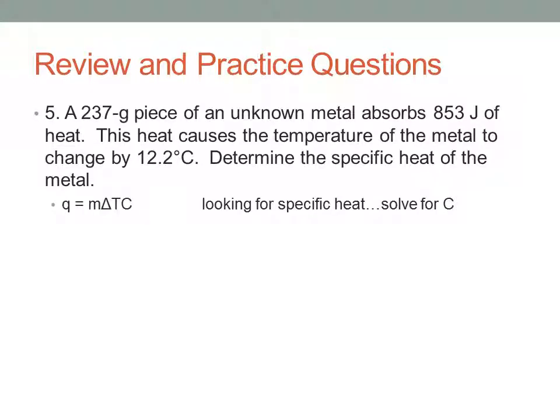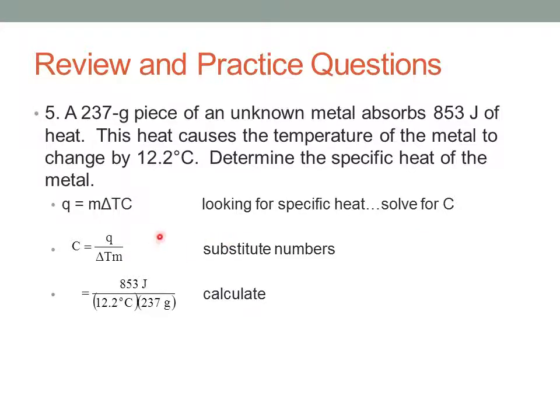Again, we'll use the same heat equation that we've been using because we have a change in temperature. But this time we're trying to find specific heat, so I want to solve it for C. I'm just going to divide both sides by m delta T. And that would give us C, the specific heat, equals Q over delta T times the mass. At this point we can substitute in our numbers.